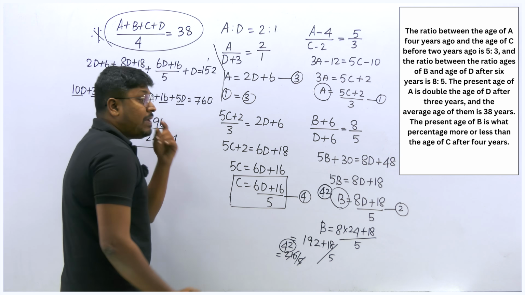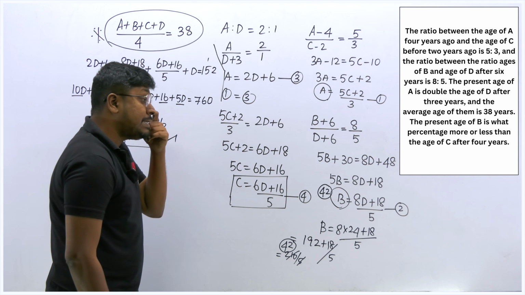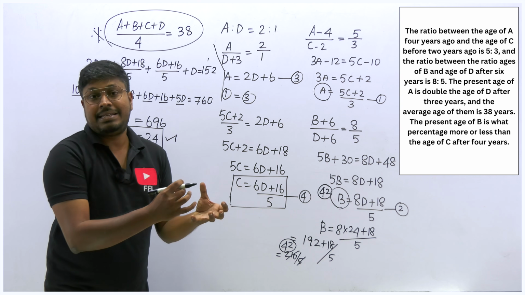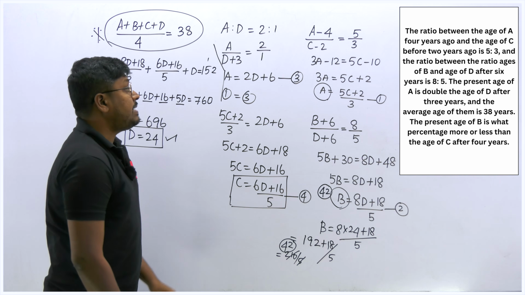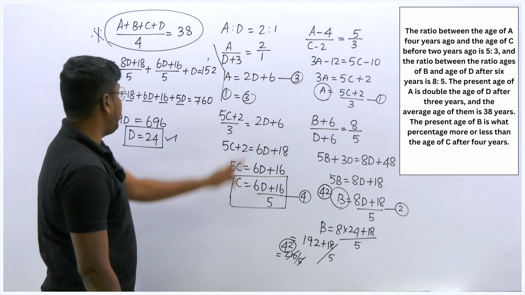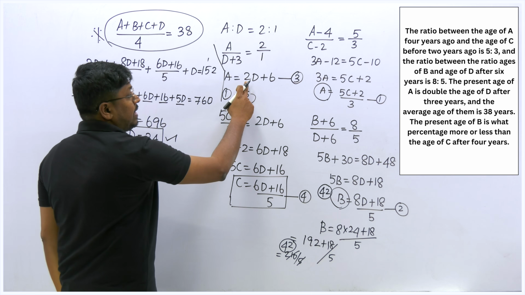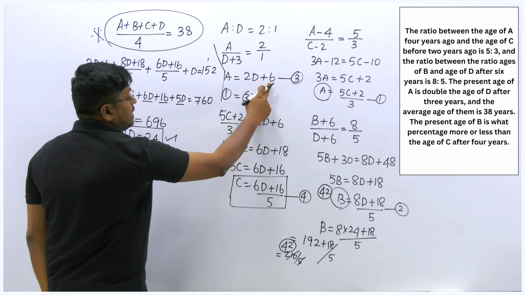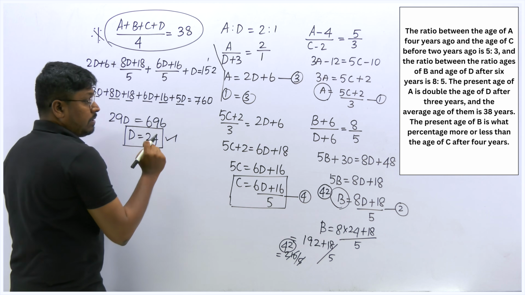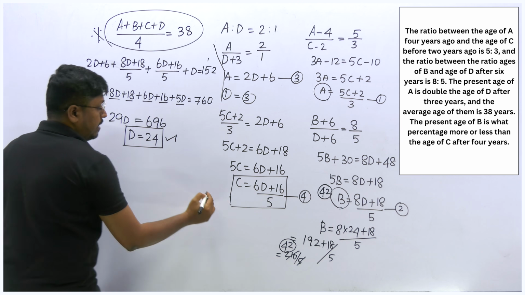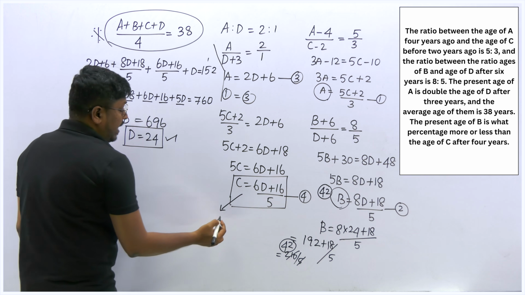So now next we have to find what is the age of the person C after 4 years, right? So first we have to find C's age and then add 4 years. So for C's age, substitute anywhere, so you can substitute D here. So 24 into 2 is 48. So 48 plus 6, we will get A. Sorry, we have to get C's age. Okay. Yes, we can substitute here. So instead of D, you can substitute 24 here.